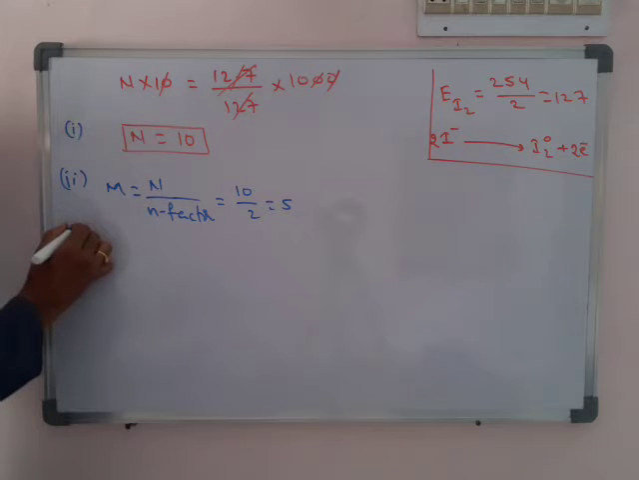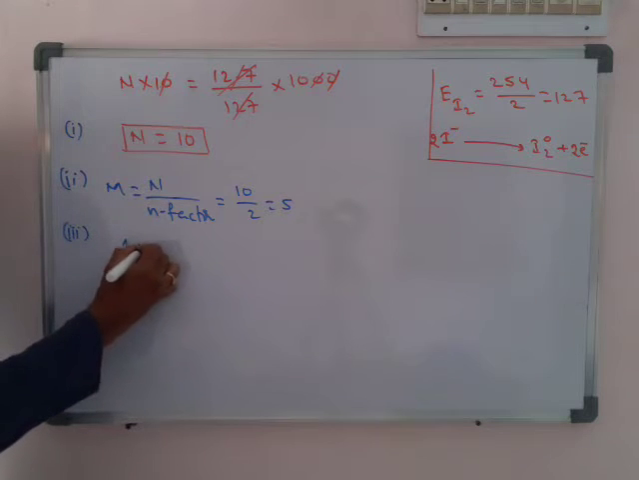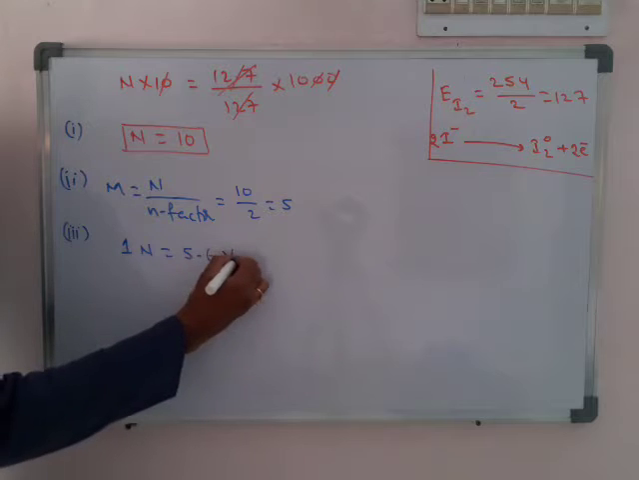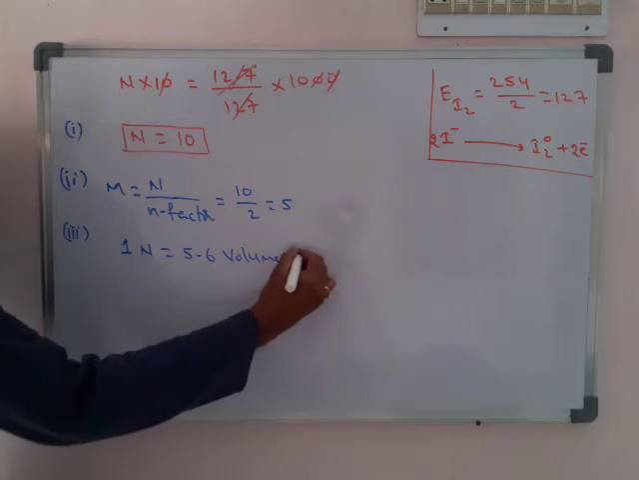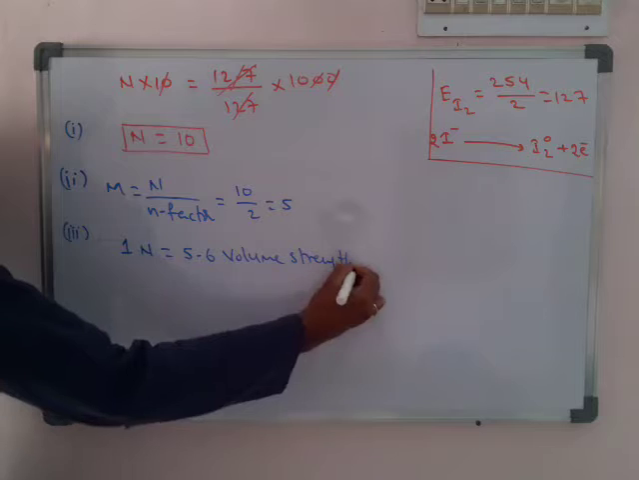Next, we find out volume strength. We know that 1 normality is equal to 5.6 volume strength of hydrogen peroxide.